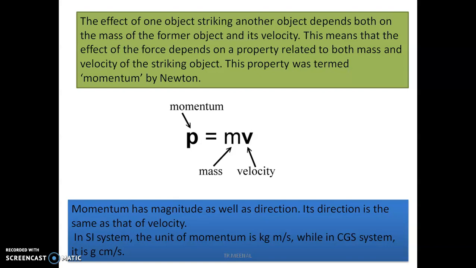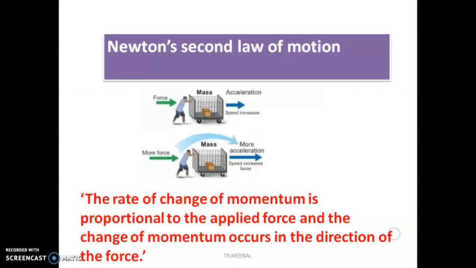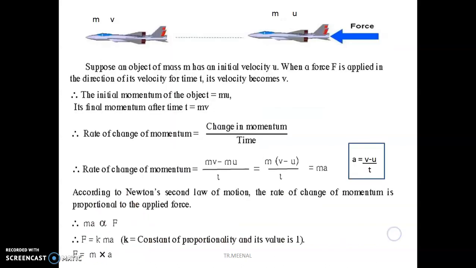In the SI system, the unit of momentum is kilogram meter per second, while in the CGS system it is gram centimeter per second. So that gives us Newton's second law of motion. The rate of change of momentum is proportional to the applied force, and the change of momentum occurs in the direction of force. Okay, so proportional means as the force increases, the momentum also increases. The force decreases, the momentum also decreases. And the rate of change of momentum is in the direction of force.